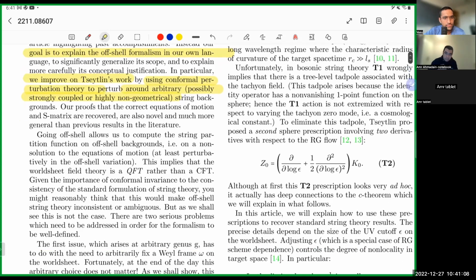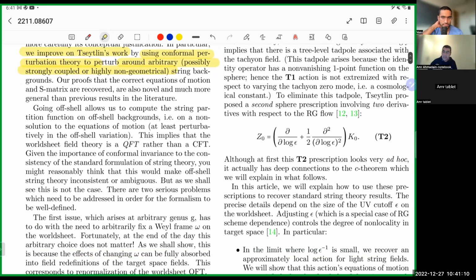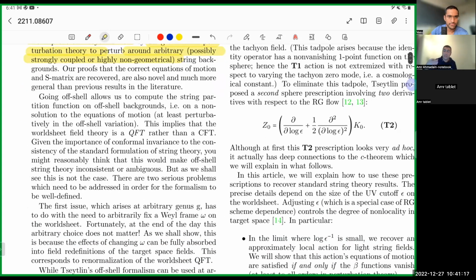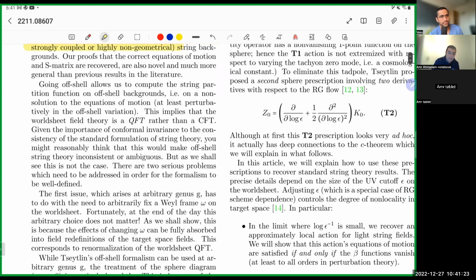And so that is one distinction between the formal proof that Aaron and I have developed here versus the original formalism, or the original approach taken by Arkady. Also, as I mentioned before, we're going to assume that the world sheet theory is a quantum field theory rather than a CFT, right?